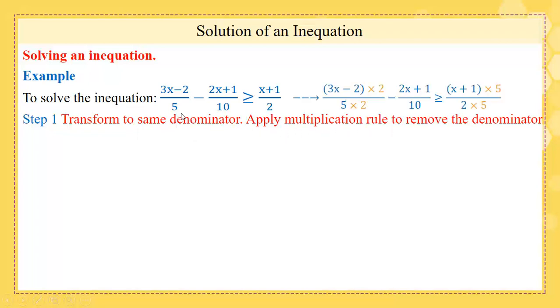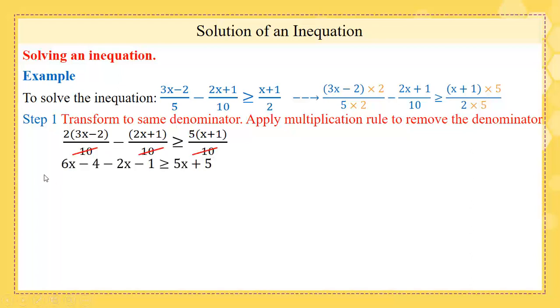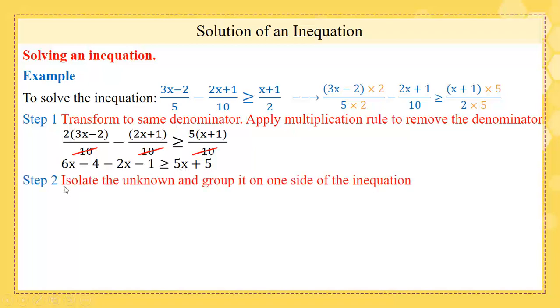So here we have 5, 10, and 2. The common denominator among these three fractions is 10. We multiply 5 by 2 and 2 by 5, so we get the following fraction. Now we eliminate the denominator to get 6x minus 4 minus 2x minus 1 greater than or equal to 5x plus 5. Step 2. We isolate the unknown and group it on one side of the inequation.